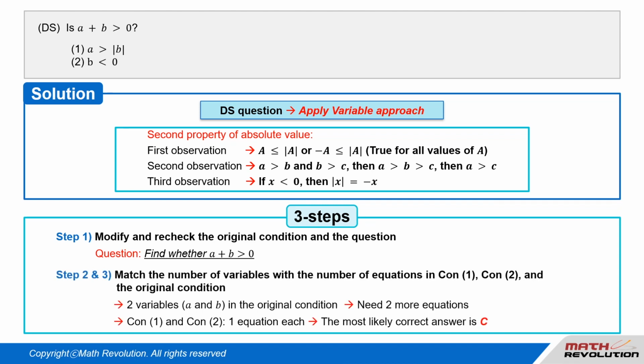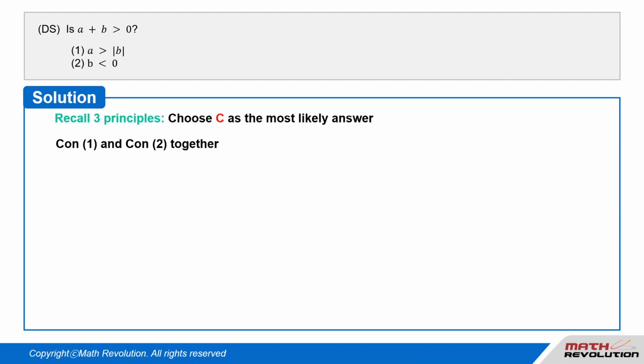From the original condition, we have 2 variables, A and B. To match the number of variables with the number of equations, we need 2 more equations. Since conditions 1 and 2 will provide 1 equation each, C would most likely be the answer. Recall 3 principles and choose C as the most likely answer.